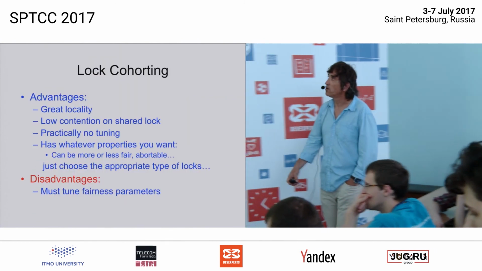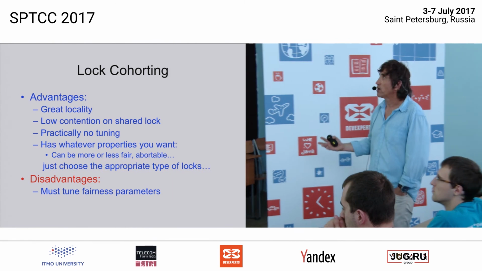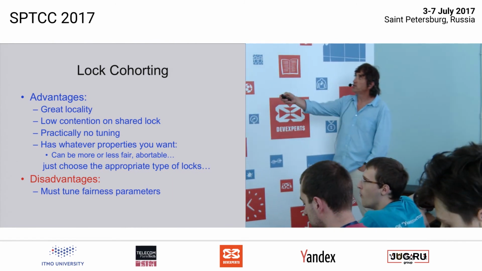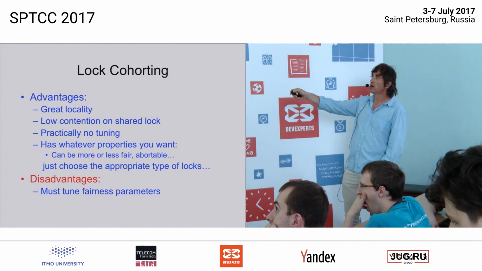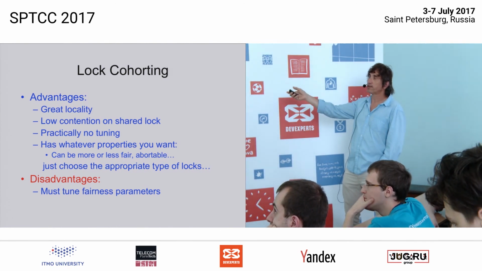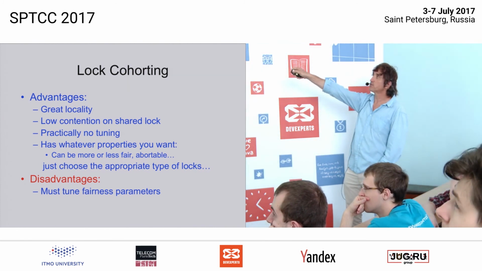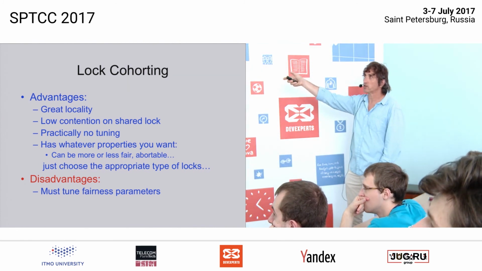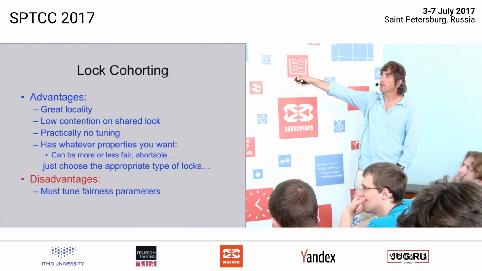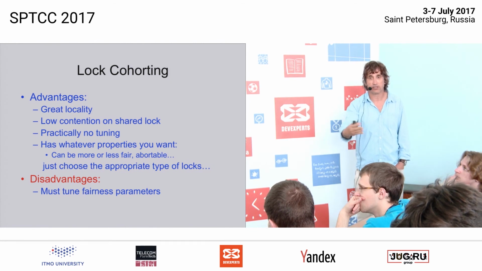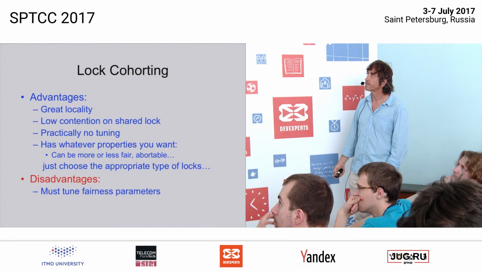Okay, so let me say something more about lock cohorting. What you get is great locality, and you get low contention on the shared lock. You don't need to tune much if you do something like CBO MCS, and it has whatever properties you give the locks that you're combining, okay? But you do need to tune the fairness parameters, how many threads you wait for. That's dependent on the application, okay?